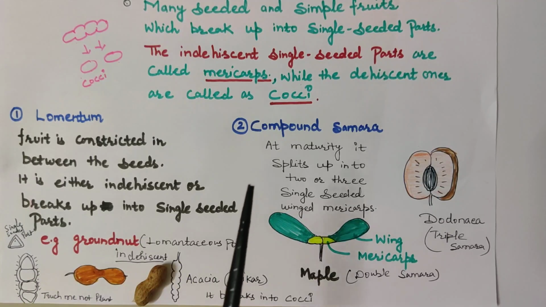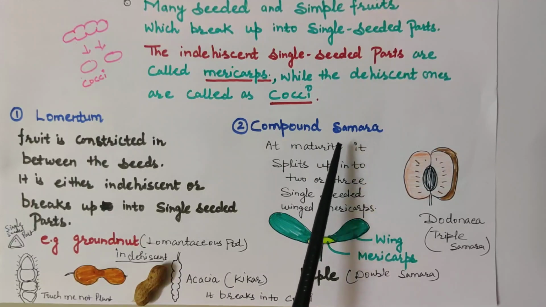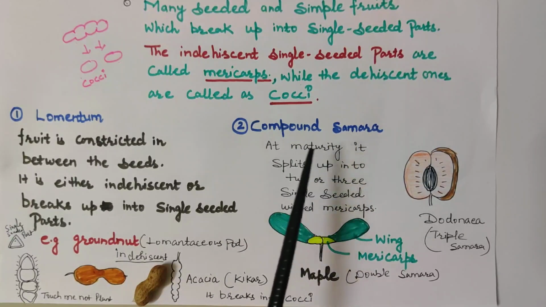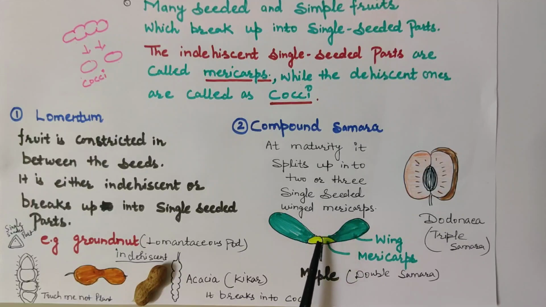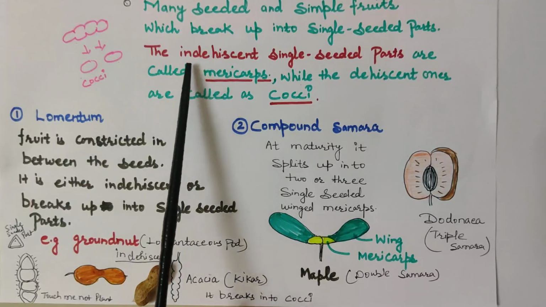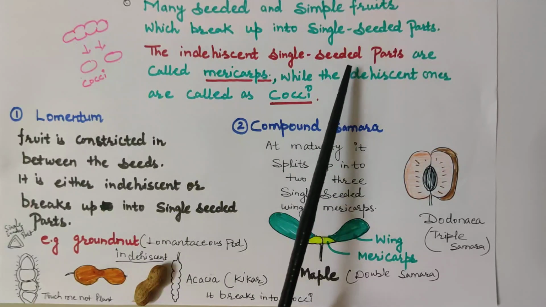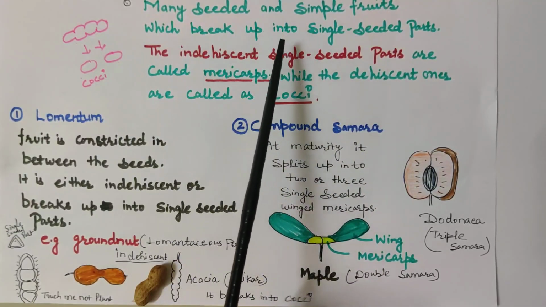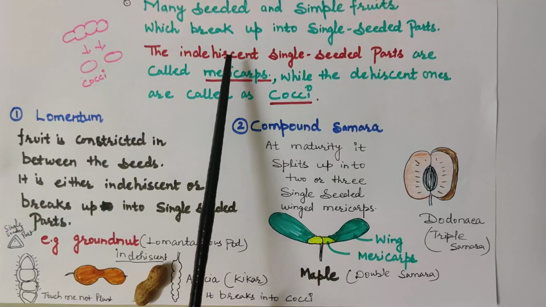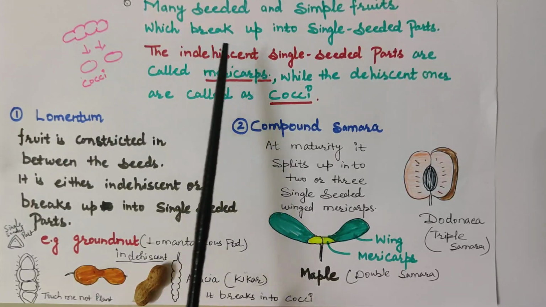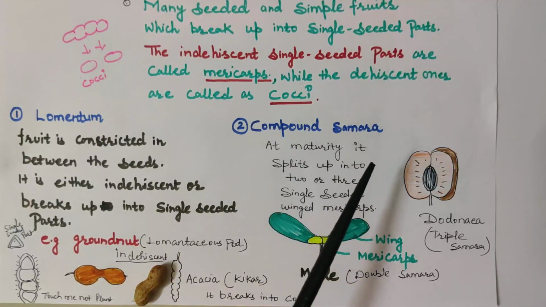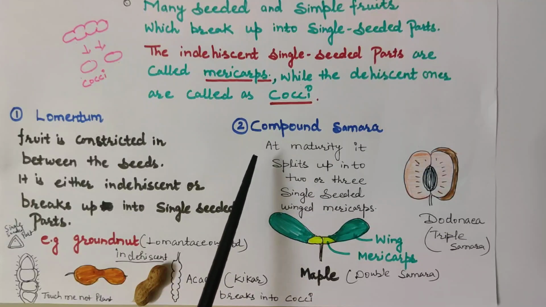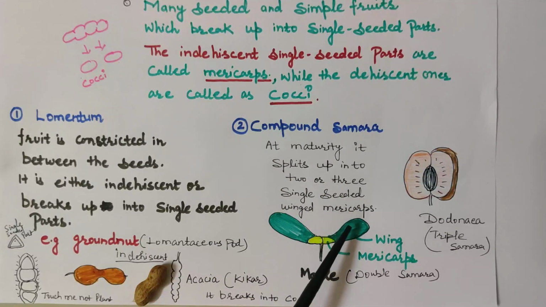Then the second type is compound samara. In compound samara fruits, what happens? At maturity, it splits up into 2 or 3 single-seeded winged mericarp. Mericarp is that structure which is an indehiscent single-seeded part. After breakdown of the main fruit into parts, the part which is not going to split up or rupture by its own to release the seed is called mericarp. So in compound samara fruits, at maturity, it splits up into 2 or 3 single-seeded winged mericarp.